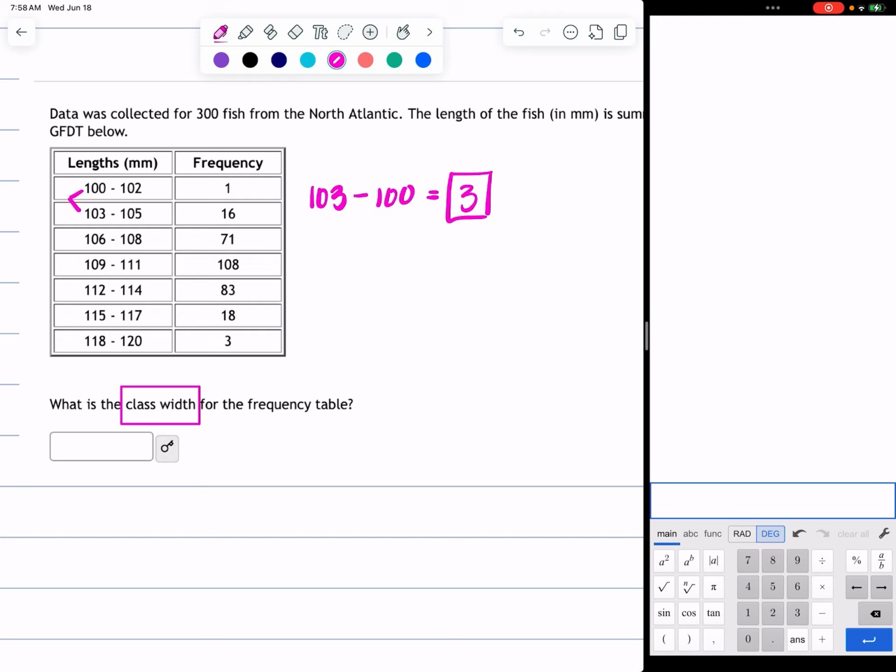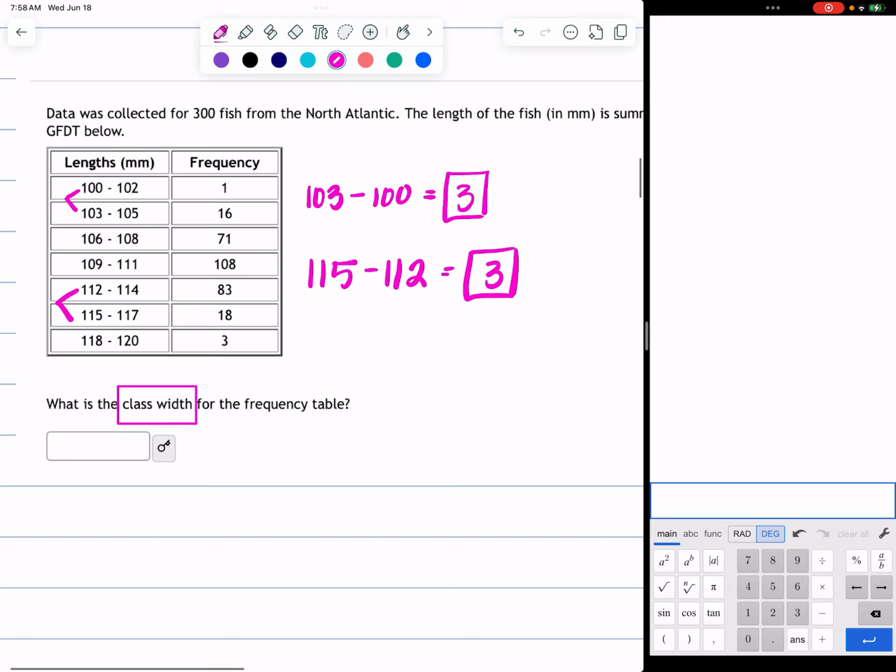Miss Graham, what if I don't like 103? What if I have a thing about not using numbers with 3 in them? Okay, go pick another one. You could use 115 and 112. You get the same class width. So to get class width, you subtract consecutive lower limits.